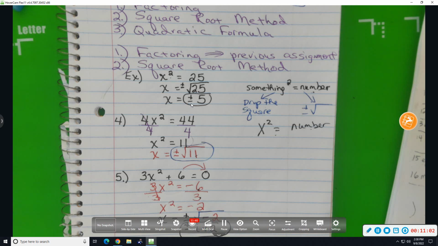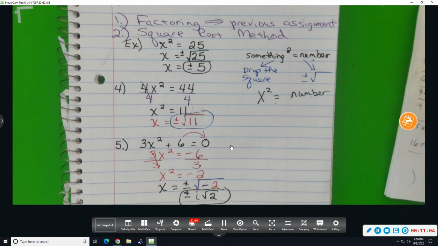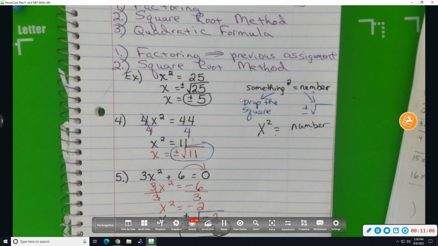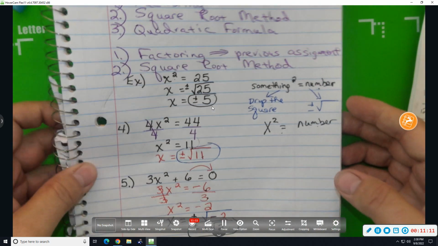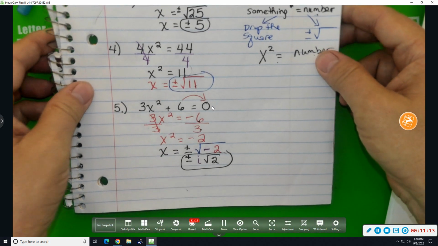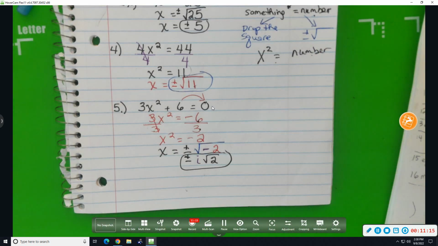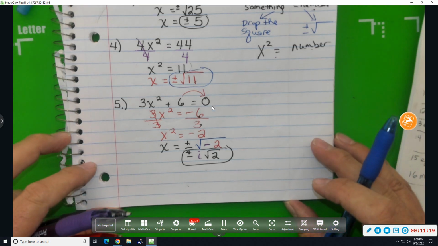Like x squared equals 36. You could square positive 6. You could also square negative 6. With the square root method, you will have the positive and negative option.